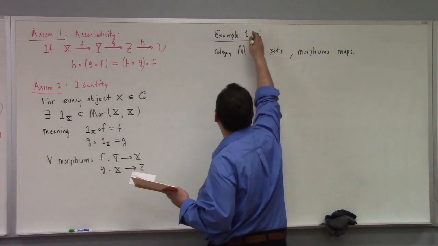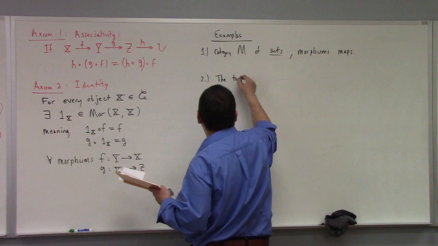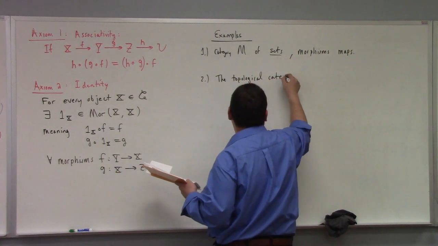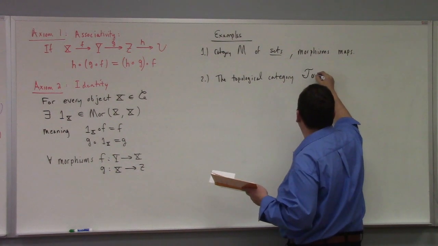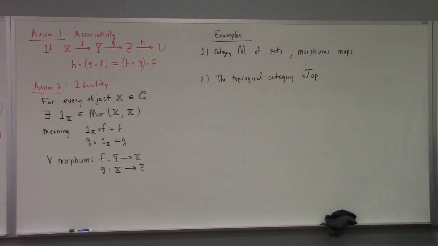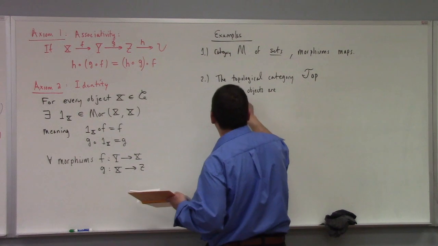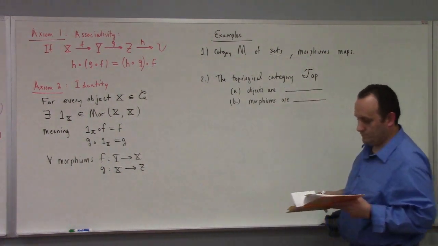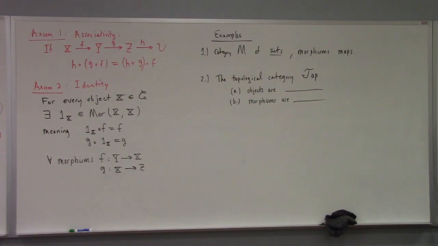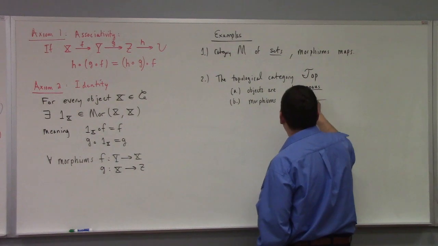Example 2. The topological category. So what's the topological category? He uses Top for this. What are the objects in this case? What are the morphisms? Yep, topological spaces, and continuous maps.